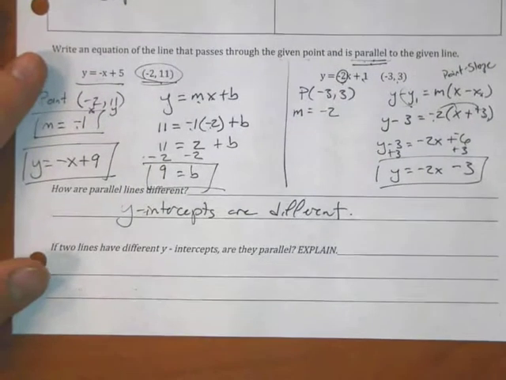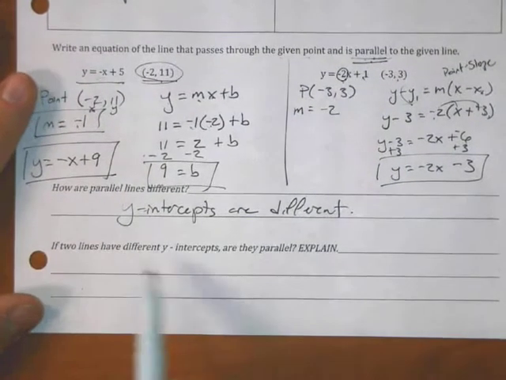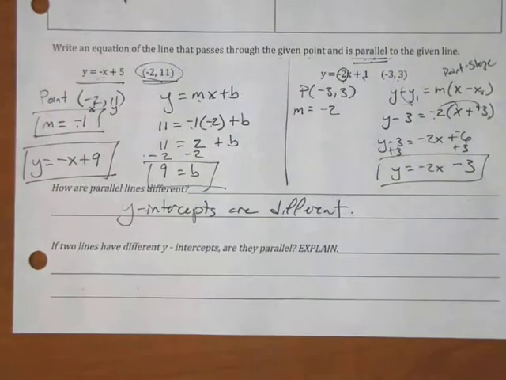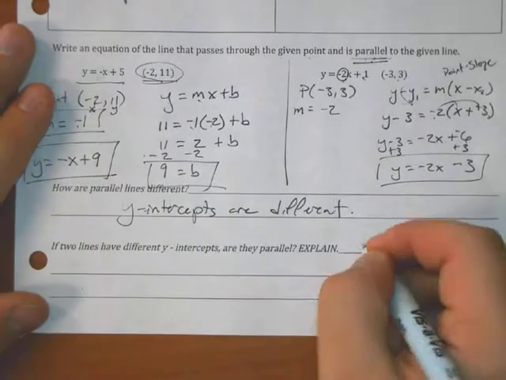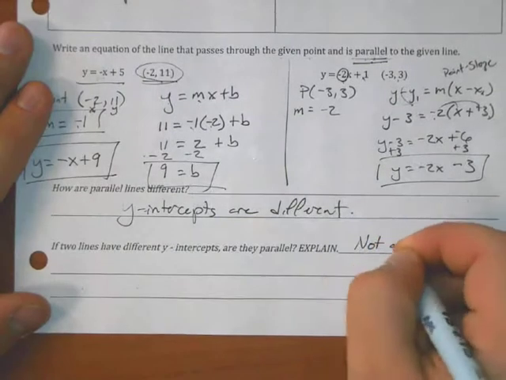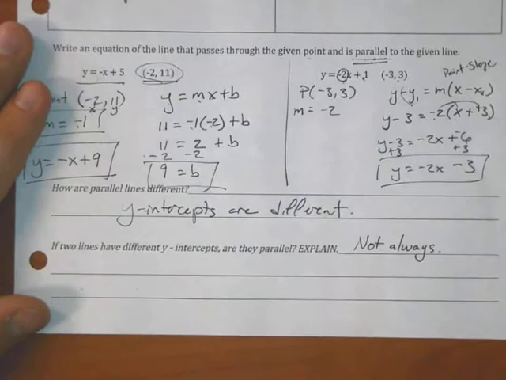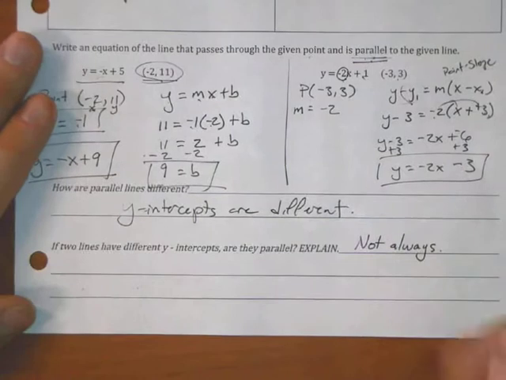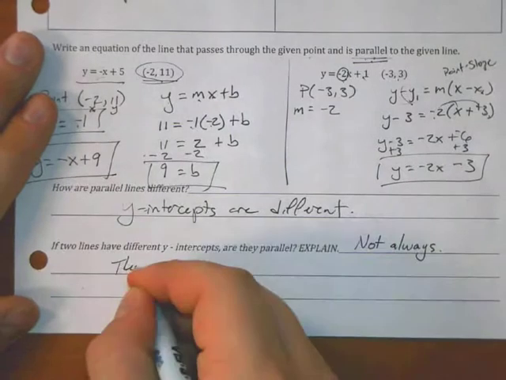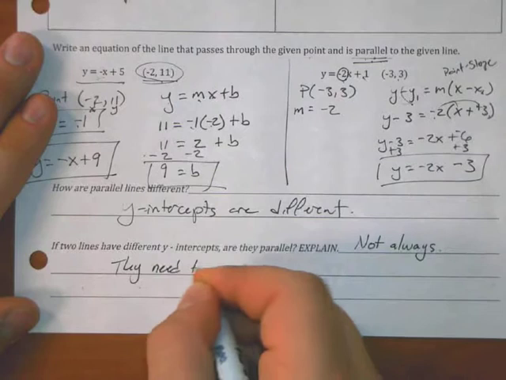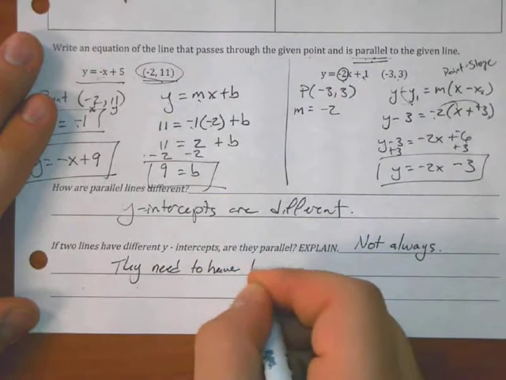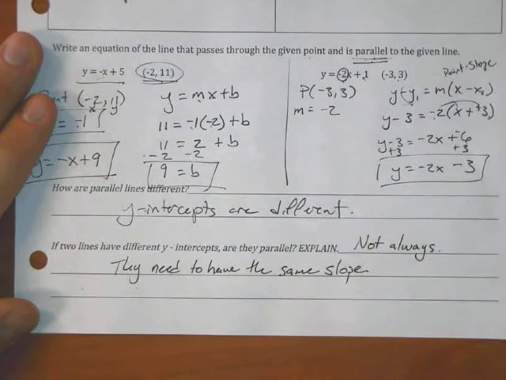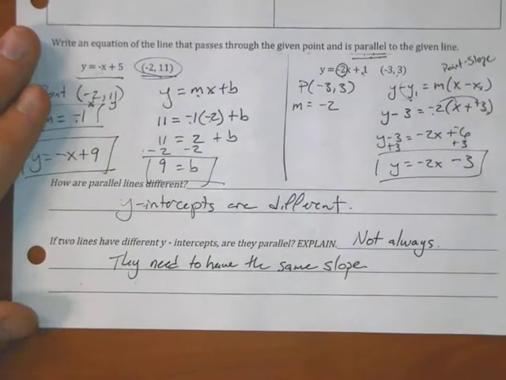So this is a kind of important follow-up question. What if you have two lines with different y-intercepts? Are they necessarily parallel? Not always. What should be true if the lines are parallel? They do need to have the same slope.